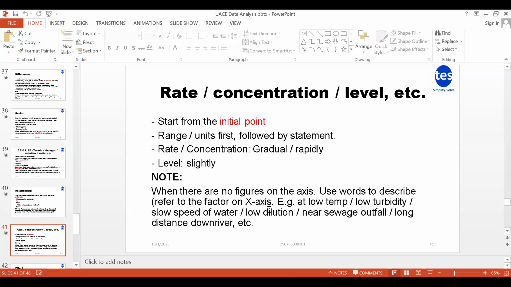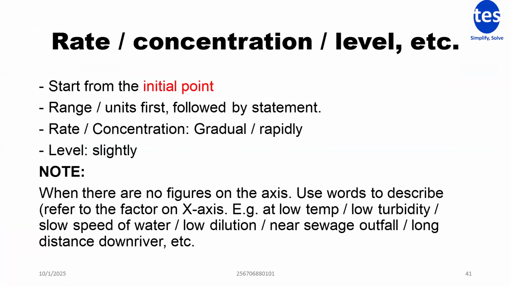Then I ended with when there are no figures. Someone asked this, and of course I answered it. When there are no figures on the x-axis, what is to describe? I will zoom this so that we can all note very well. When there are no figures on the x-axis, use words to describe, referring to the factor on the x-axis, e.g. at low temperature, at low turbidity, at slow speed of water, at low dilution, near sewage outfall, longer distance down river, like that. You should bring in that creativity.